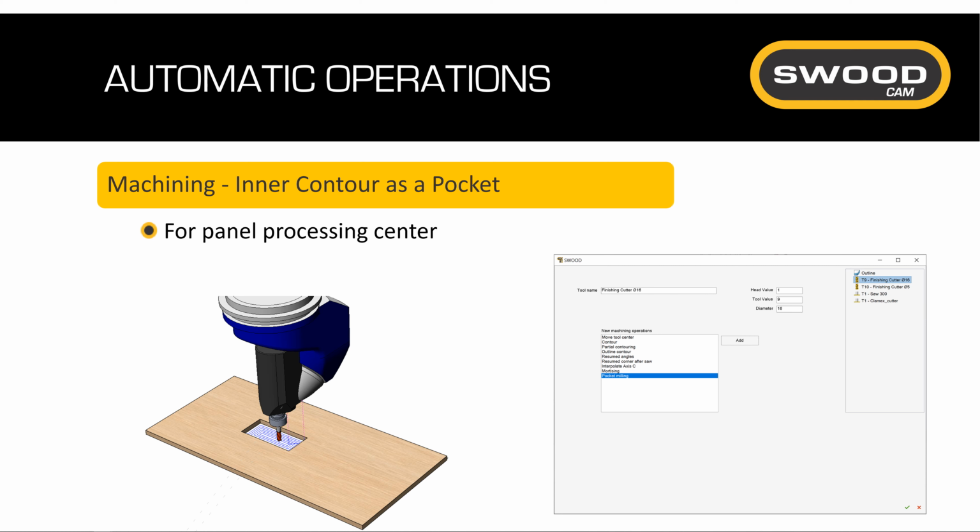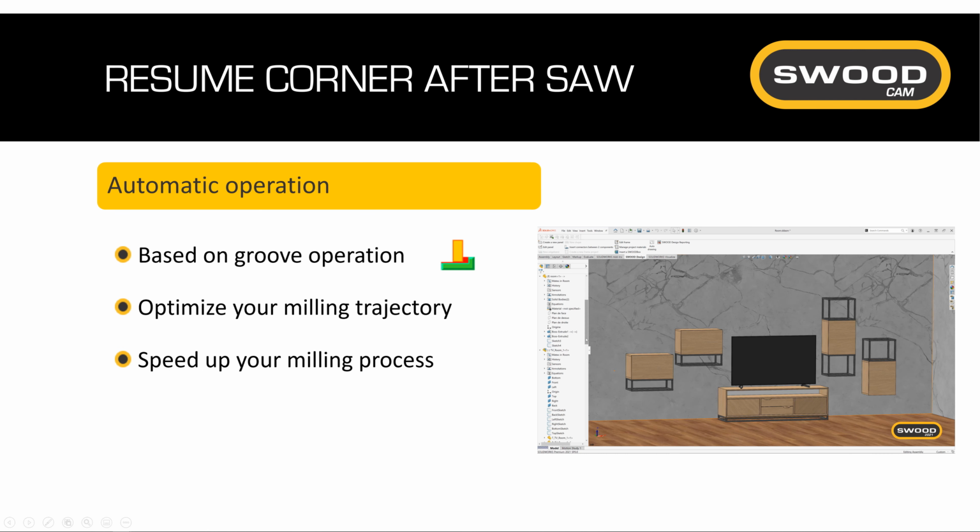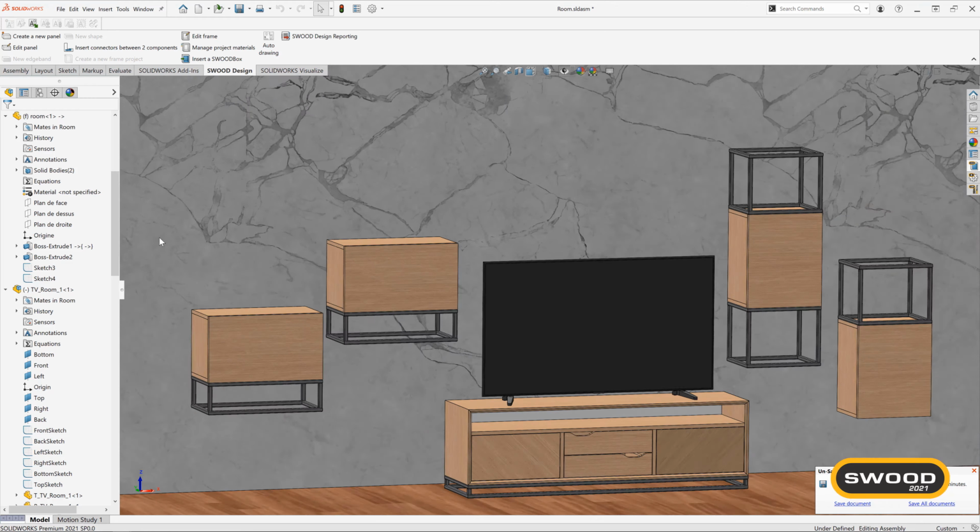And as it is another automatic machining, this is something that you will be able to apply and replicate very easily on your projects. Finally, there is one other automatic operation that will be available within SWOOD 2021, and we have called it Resume Corner After Saw. It is based on the groove operation, and it will allow you to speed up and automate your milling process.